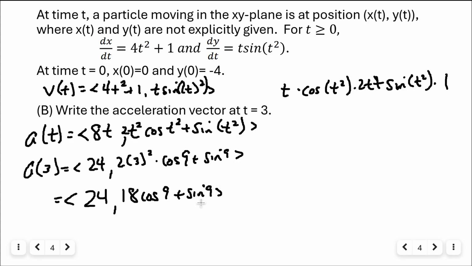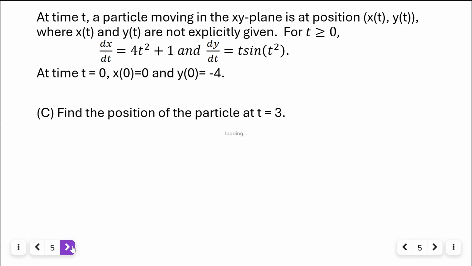And again, that gives me my exact answer. You could type this into a calculator if you needed to get a decimal approximation. But that's how you evaluate the acceleration vector at t equals 3. Okay? So again, these are all things you know. We're just doing it now with multiple components.